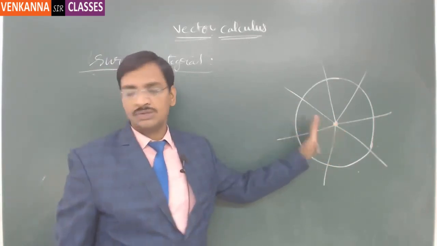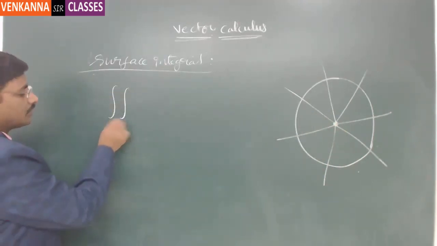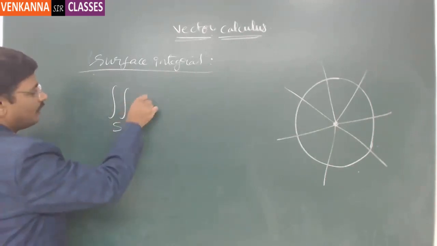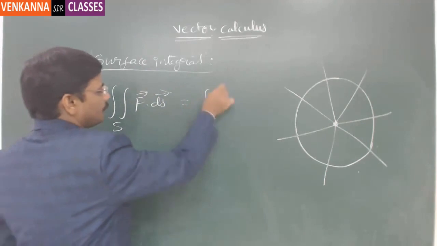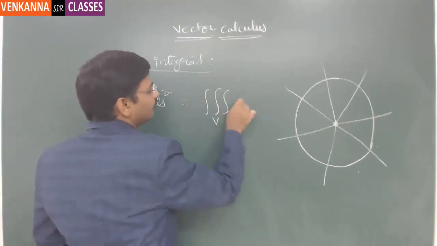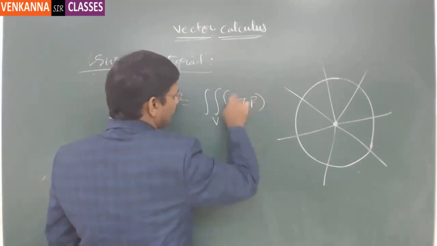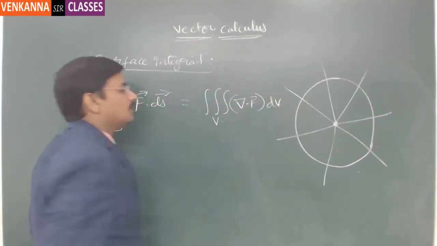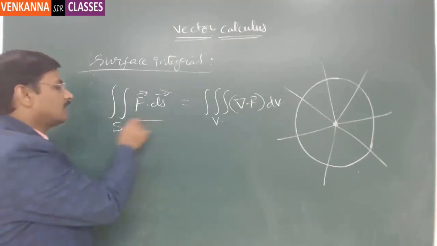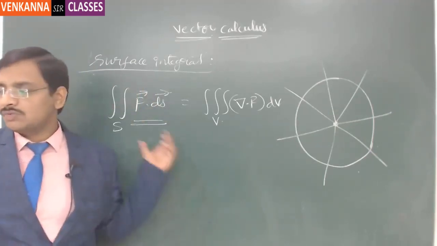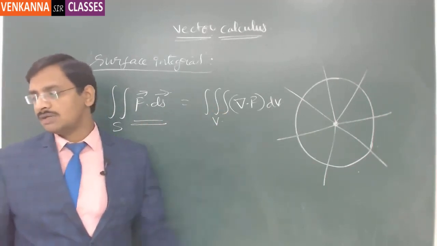Got it or not? So as a statement, over the closed surface, the surface integral of F dot dS is equal to the triple integral over the volume of del dot F dV. This is the Gauss divergence theorem. Now there we have something called the surface integral. So first we understand what this surface integral is, then we can come back to the Gauss divergence theorem.